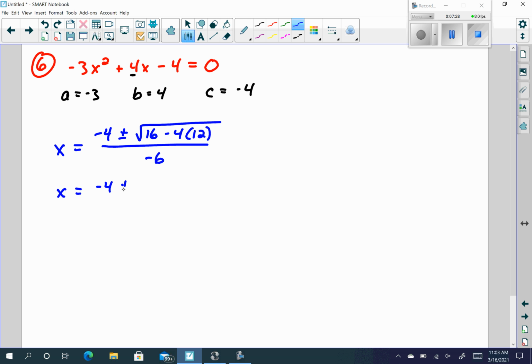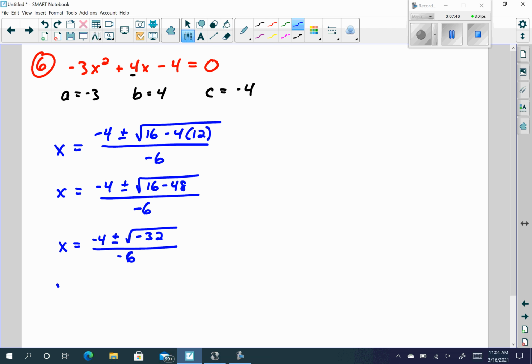So now we have negative 4 plus or minus. This becomes a 16 minus 48 all over negative 6. This will give us a negative 32 all over negative 6. So we know radical 32 could become 16 times 2. So we're going to get a 4 radical 2, but an i is also going to come out. So we get negative 4 plus or minus 4i radical 2 over negative 6.